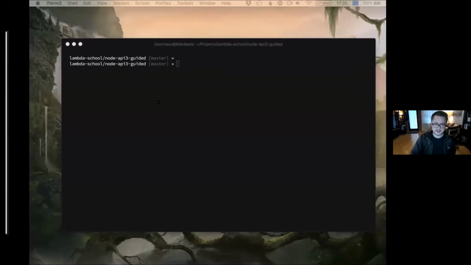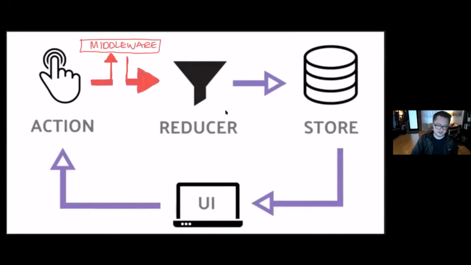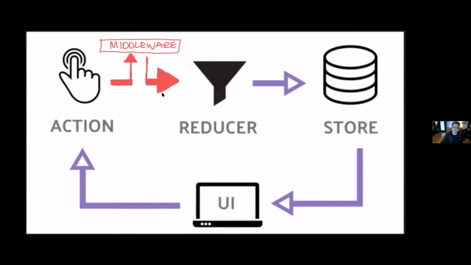This is a diagram I like to show students when I'm teaching Redux middleware specifically. So Redux middleware is the functions that sit between the action and the reducer, right? And they can manipulate the action before they go to the reducer.